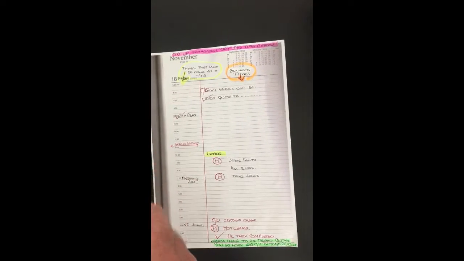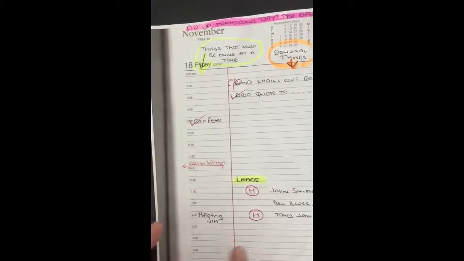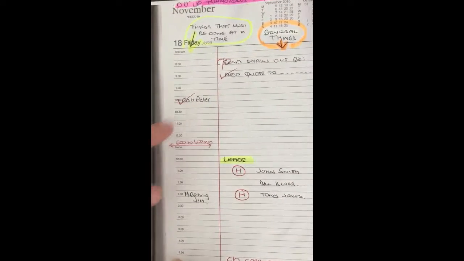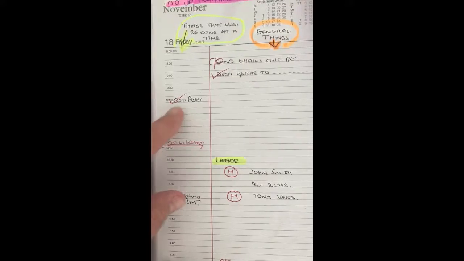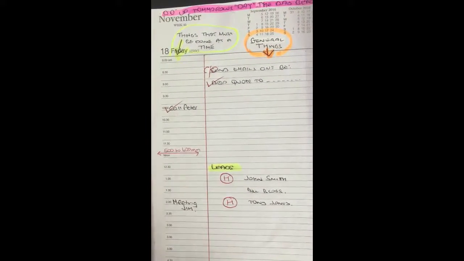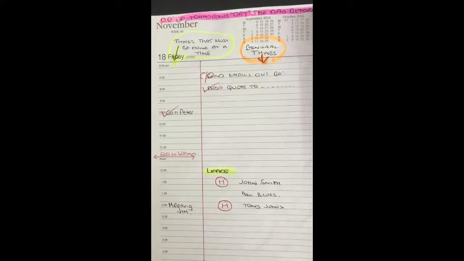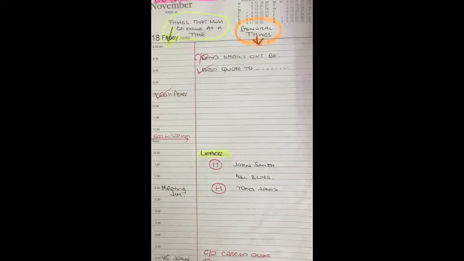And the reason you do that is then you're cutting out the times separately from the rest of the diary, and in those times you're going to put the things that must be done at that particular time during the day. So for example, if at 10 o'clock you've got to call Peter, you put there call Peter. If at 2 o'clock you've got a meeting with Jim, you write right there next to 2 o'clock a meeting with Jim. And again at 5 o'clock you've got a VC with John, so you put that there.